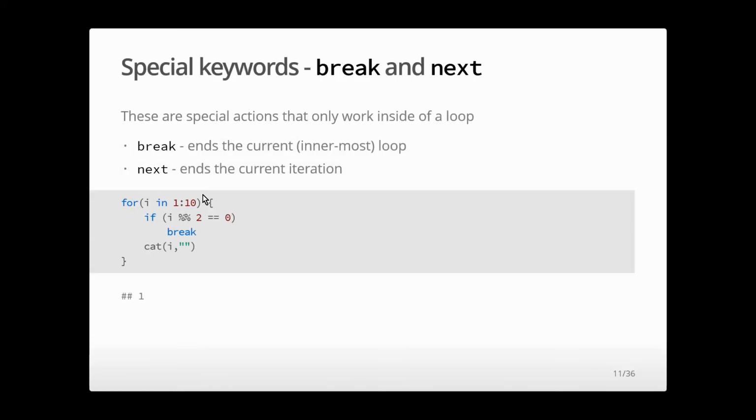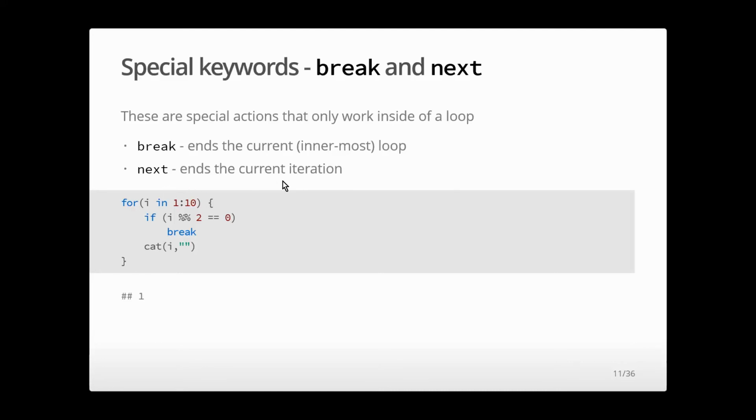We have special keywords. We have break and we have next. Break ends the current innermost loop, so you can have loops inside loops. If you have a loop inside a loop, then break will stop the innermost loop, and then it'll continue on with the outer loop or whatever. And then next just ends the current iteration.